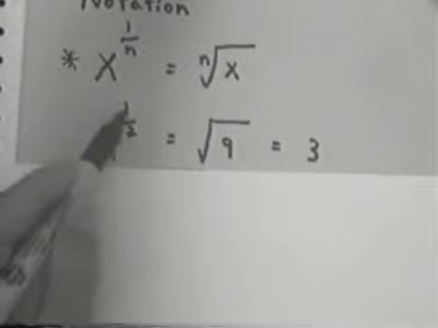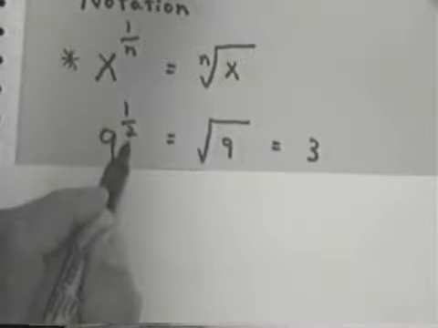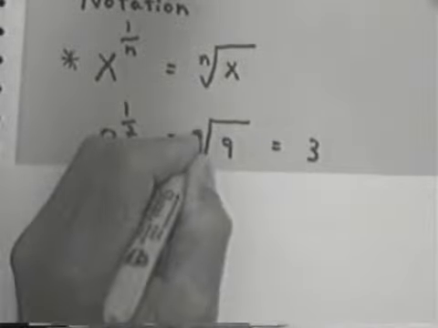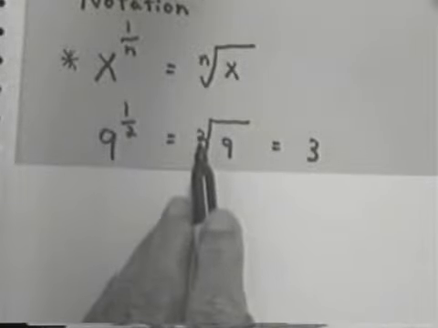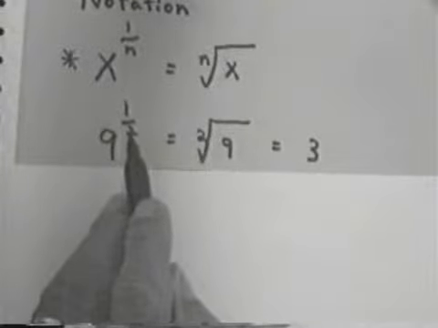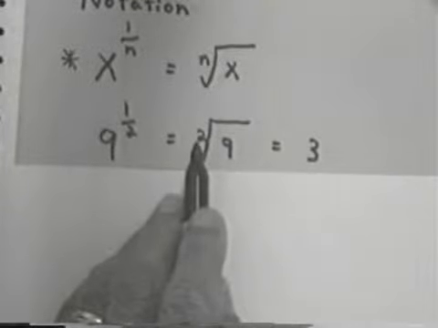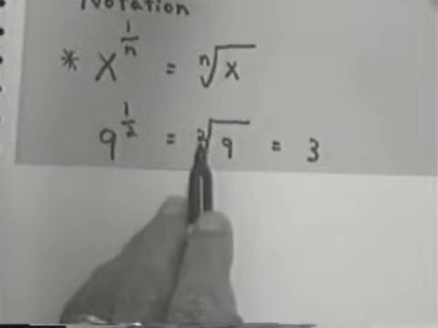So looking at an example, 9 to the 1/2. Well, this tells me to take the square root of 9. If there's no index written, it's understood to be 2. So I wrote the 2 in to show you. But the denominator tells you the root you're taking. So 9 to the 1/2 is the same as the square root of 9. The square root of 9 is 3.